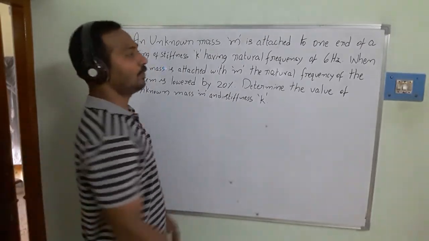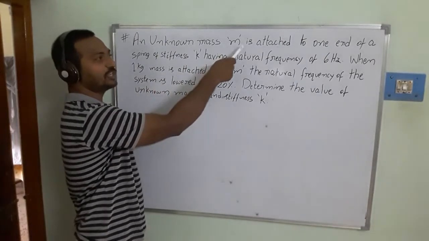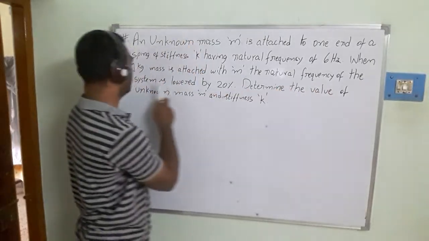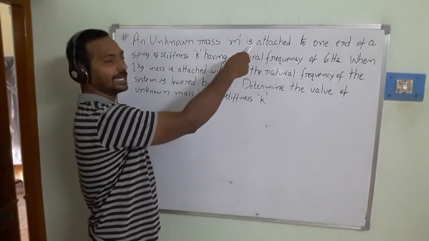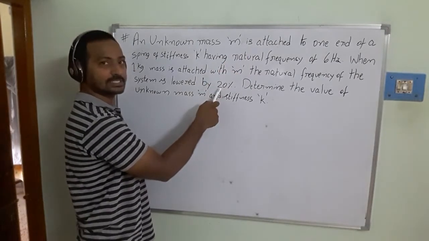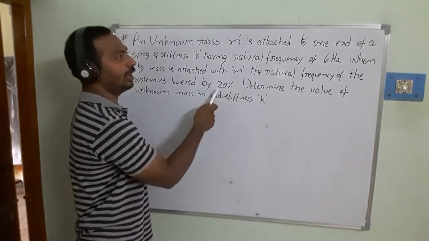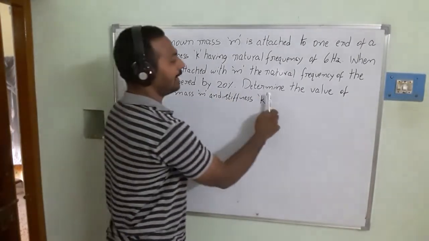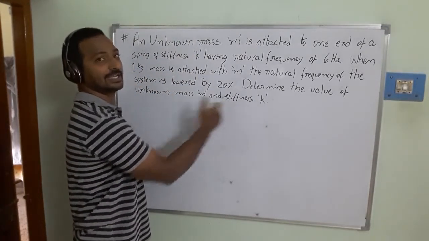After a certain time, he added 1 kg of mass to the initial mass of the system, and the natural frequency of the system is lowered by 20%. If you assume this is 100%, then it is 20% less than that: 100 minus 20, so 80% was recorded after the addition of the 1 kg of mass. The task is to determine the value of the unknown mass m and the stiffness k.